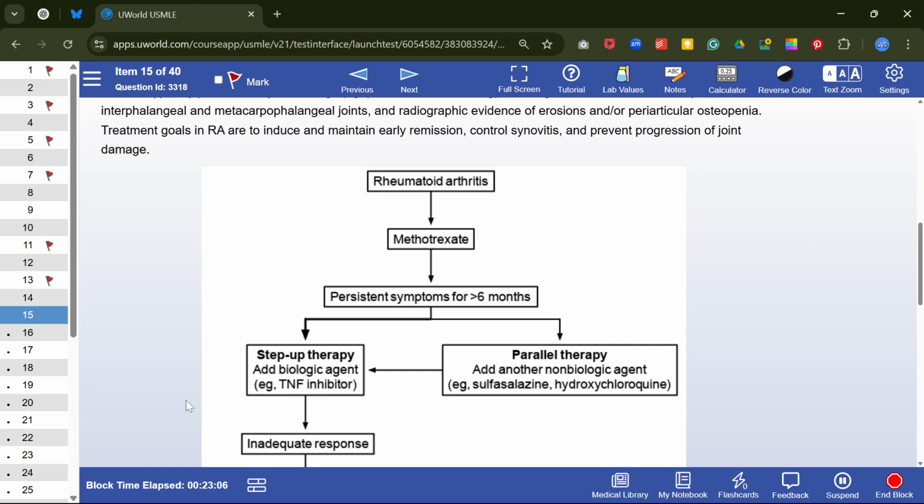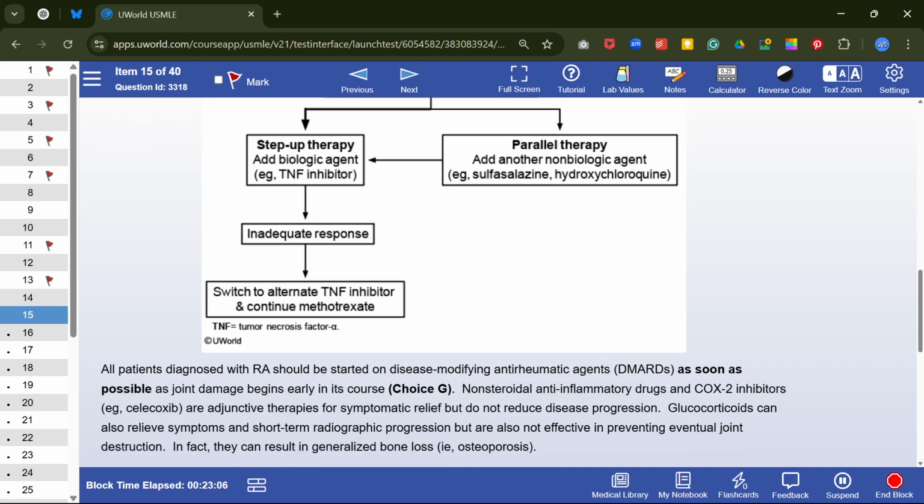If parallel therapy does not work, then step up therapy. If inadequate response, switch to alternate TNF alpha inhibitor and continue methotrexate. Okay, all patients diagnosed with RA should be started on disease-modifying anti-rheumatic drugs as soon as possible, as joint damage begins early in the course.